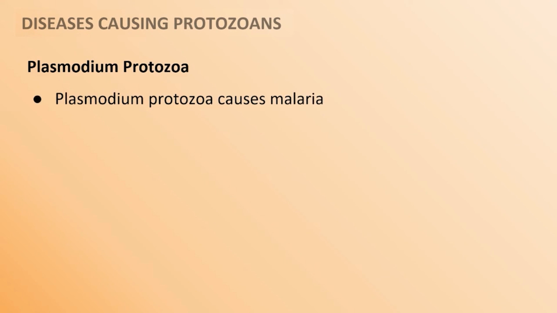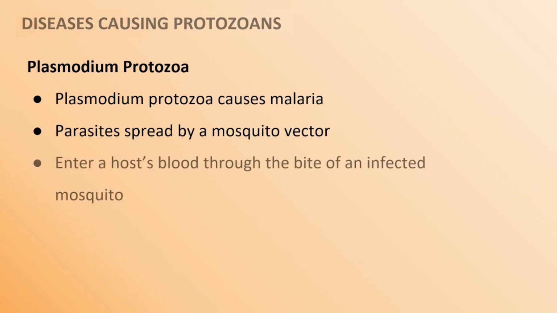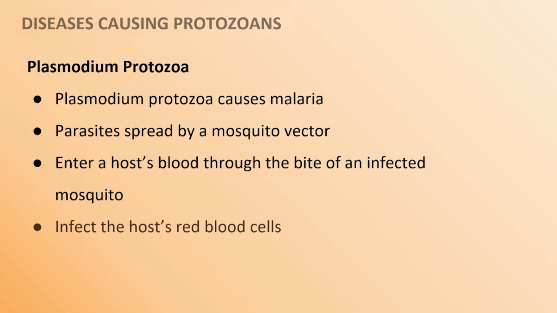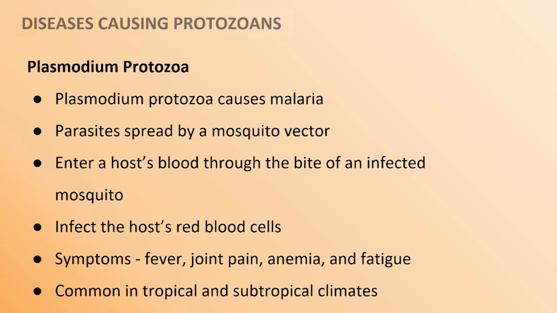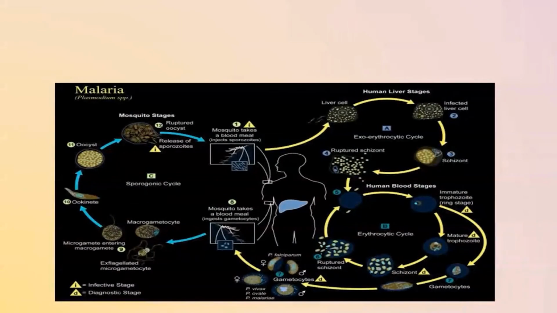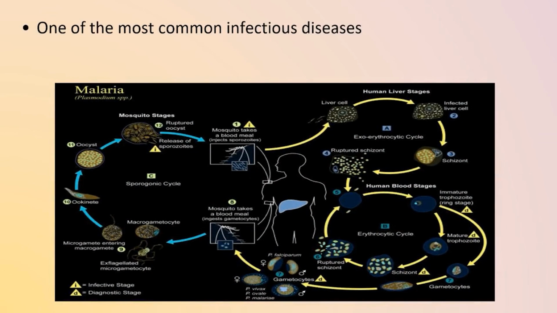Plasmodium protozoa. Plasmodium protozoa cause malaria. The parasites are spread by a mosquito vector. Parasites enter a host's blood through the bite of an infected mosquito. The parasites infect the host's red blood cells, causing symptoms such as fever, joint pain, anemia, and fatigue. Malaria is common in tropical and subtropical climates throughout the world. In fact, malaria is one of the most common infectious diseases on the planet.